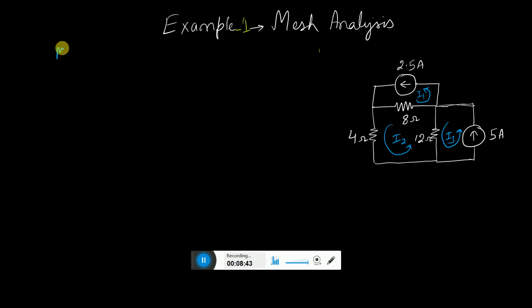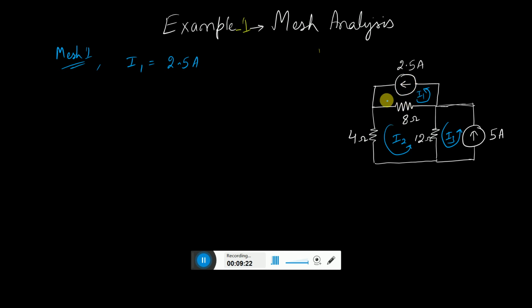So let us write for mesh 1, applying KVL, Kirchhoff's voltage law, in mesh 1. But you find that in mesh 1 I'm not going to use KVL, because when I say KVL there must be all the voltages. So from mesh 1, rather than writing like this, we can write the equation that I1 is equal to 2.5 ampere, because there is a current source in mesh 1 not being shared with any other mesh.